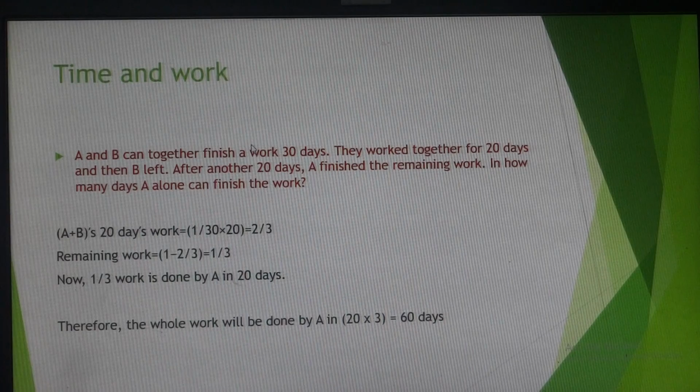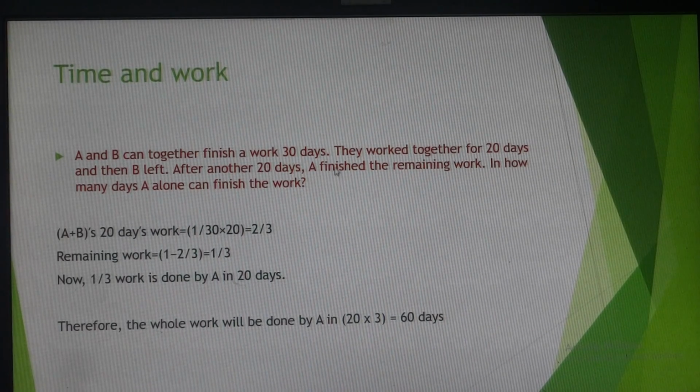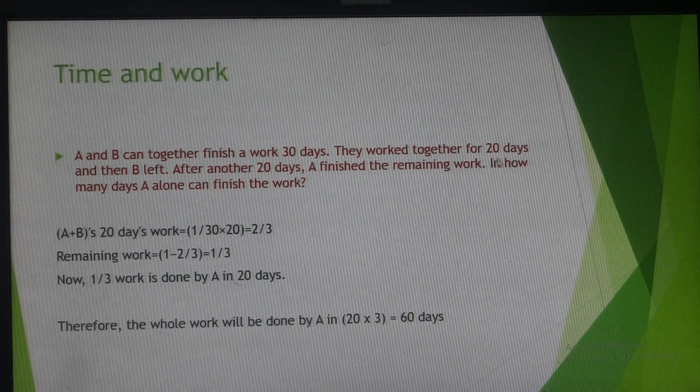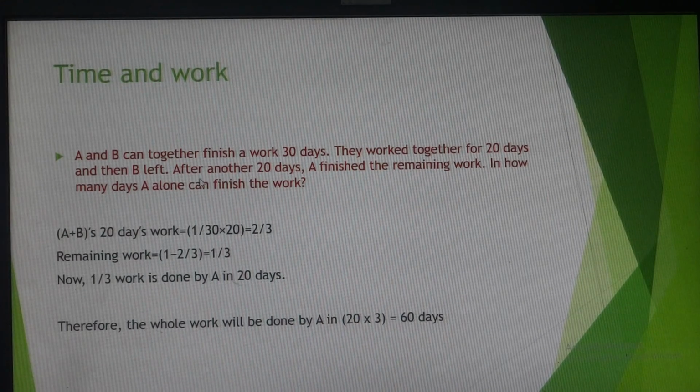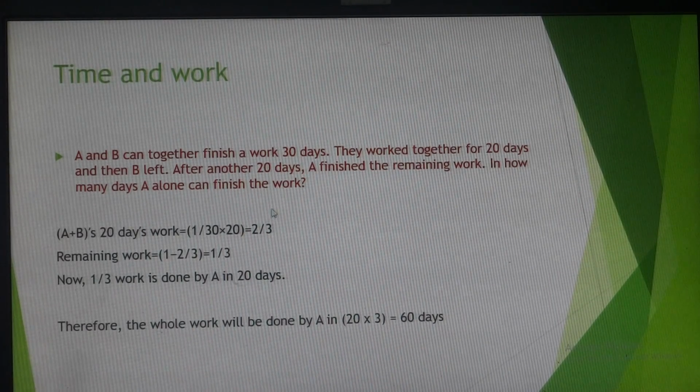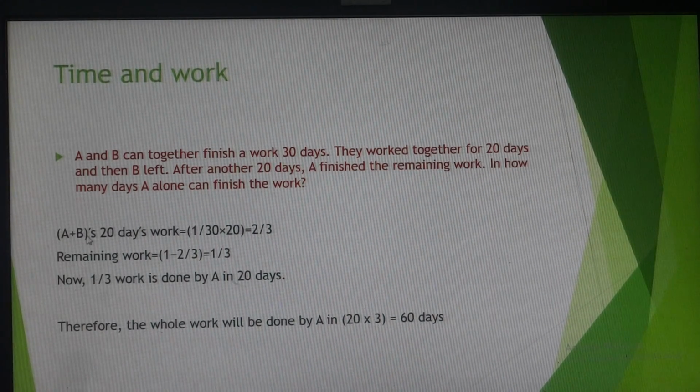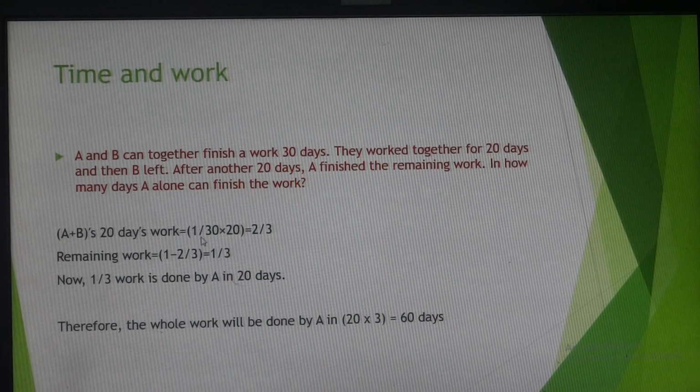Next question. A and B can together finish a work in 30 days. They work together for 20 days and then B left. After another 20 days, A finished the remaining work. In how many days can A alone finish the work? Here A plus B's 20 days' work will be 1 by 30 into 20, equal to 2 by 3. The remaining work will be 1 minus 2 by 3, which is 1 by 3.